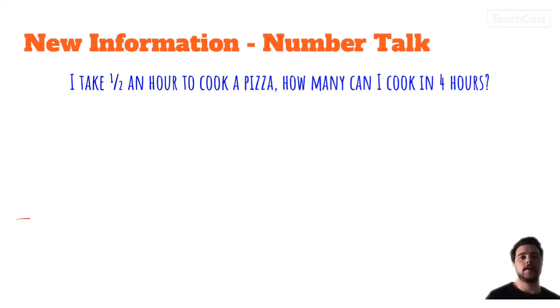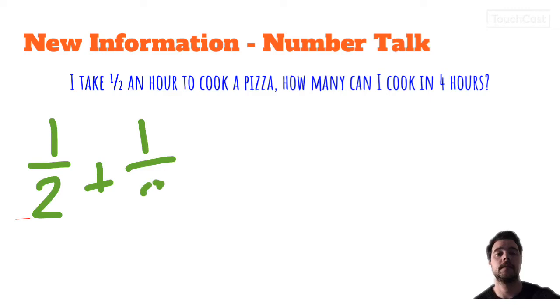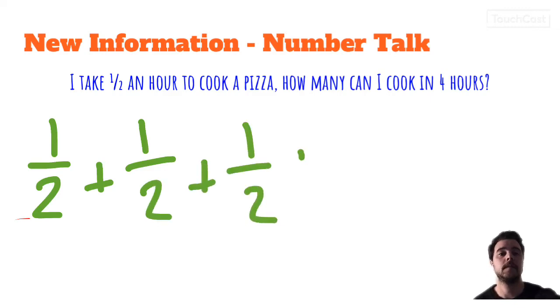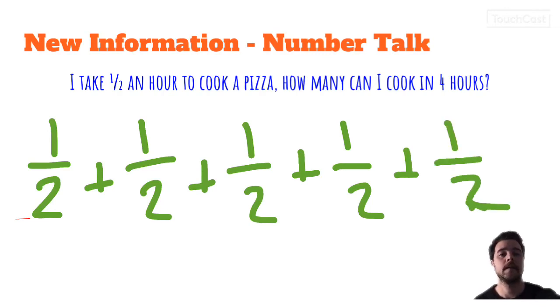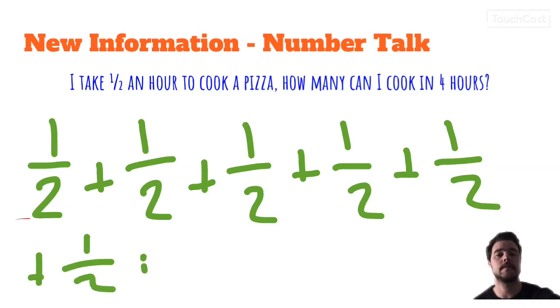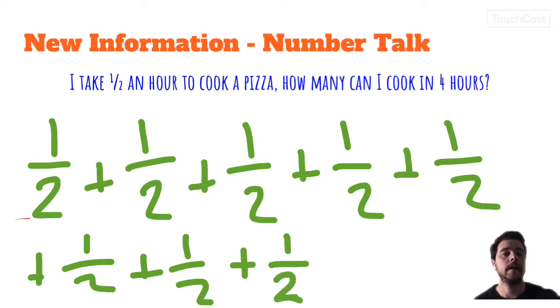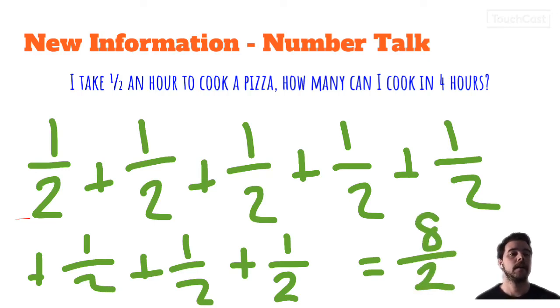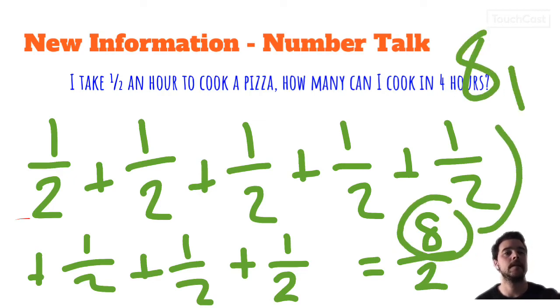All right. So you added the fraction. So you added halves until you got to 4 hours. So half plus half plus half plus half. You know that there's 2 of these each time. 2, 4, 6, 8. And that equaled 1, 2, 3, 4, 5, 6, 7, 8 halves is 4 hours. So you just looked at the 8 there and you said you made 8 pizzas. Good one. I like that.